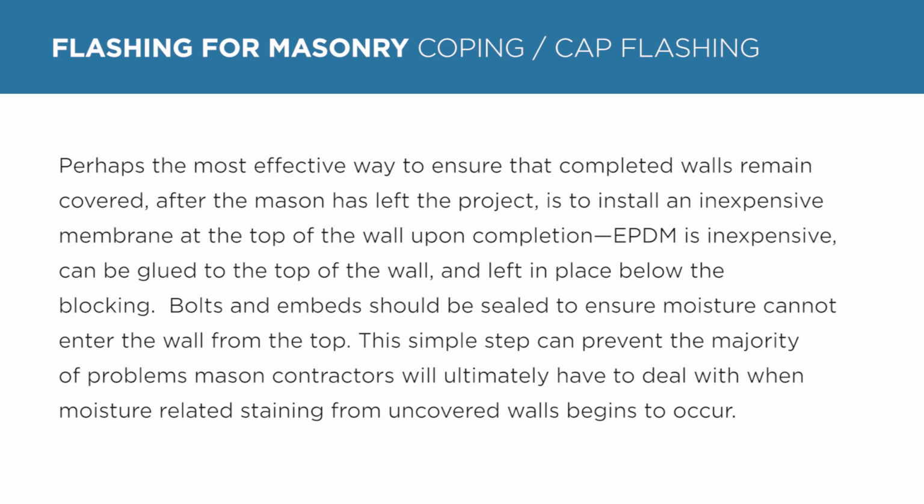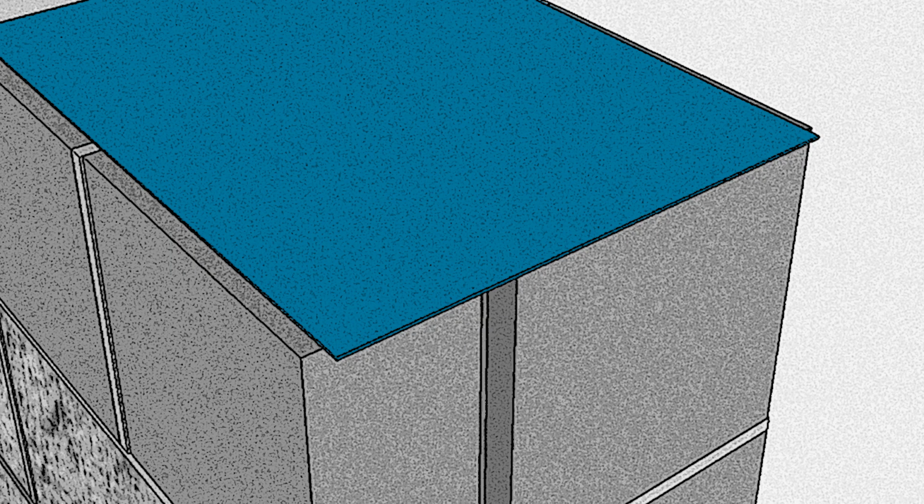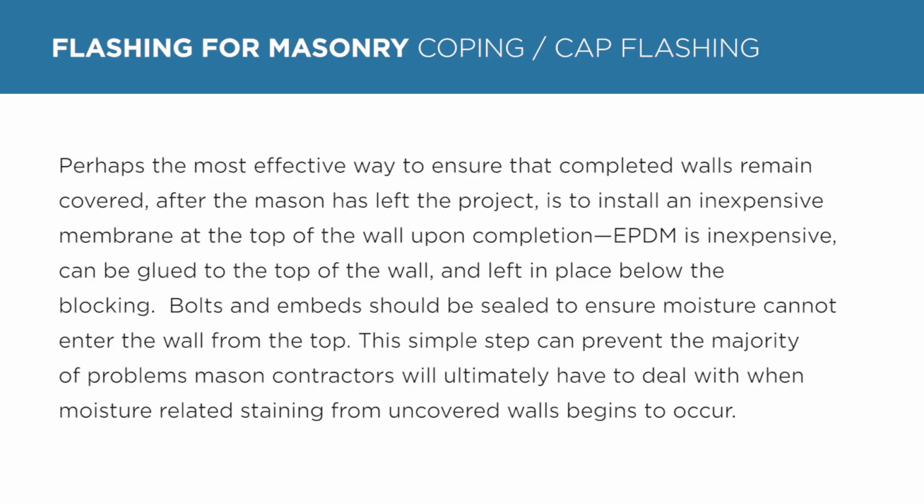Perhaps the most effective way to ensure that completed walls remain covered after the mason has left the project is to install an inexpensive membrane at the top of the wall upon completion. EPDM is inexpensive, can be glued to the top of the wall, and left in place below the blocking. Bolts and embeds should be sealed to ensure moisture cannot enter the wall from the top. This simple step can prevent the majority of problems mason contractors will ultimately have to deal with when moisture-related staining from uncovered walls begins to occur.